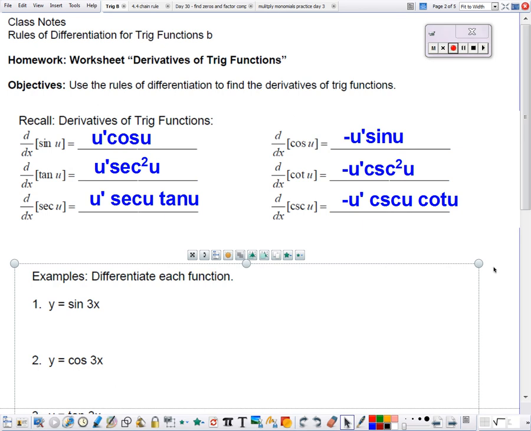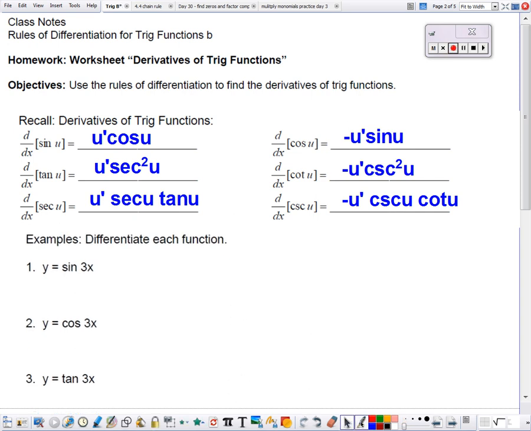So today we're going to practice taking the derivative of trig functions again. Make sure at the top of your paper you have filled in exactly how we find the derivative of all 6 trig functions. We can pause the video now for you to write them down.